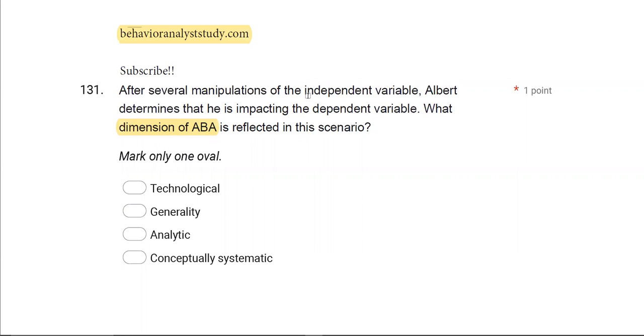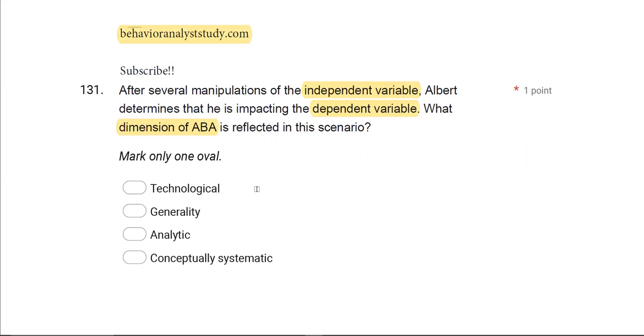In this case, they're asking about this manipulation of the independent variable related to the dependent variable, meaning Albert has repeatedly manipulated the independent variable, which is typically our intervention, and he's impacting the dependent variable. What do we call that? Well, it looks like a functional relation to me. When our intervention or our independent variable starts controlling the dependent variable, we're demonstrating a functional relation. So what dimension of ABA reflects a functional relationship?